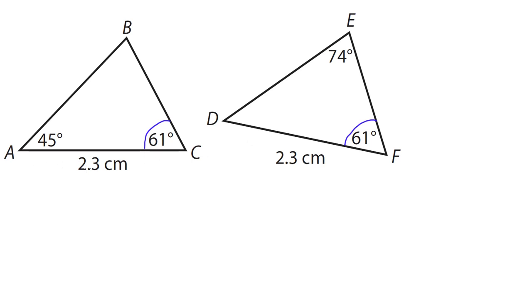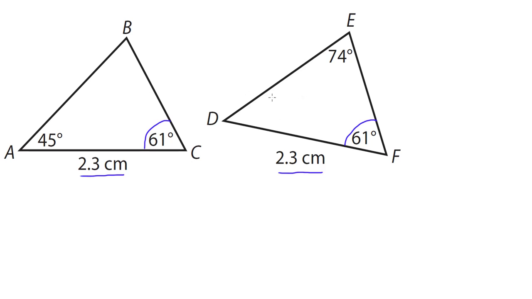Then when I look at side AC, it measures 2.3 centimeters, and so does side DF. So these two sides are congruent to each other. In order to prove that these triangles are congruent using ASA, I need to learn about angle D. Remember that the idea behind angle side angle is that you have that combination in that order. It needs to be an angle, side, and then an angle. So the congruent side needs to lie between the two congruent angles.